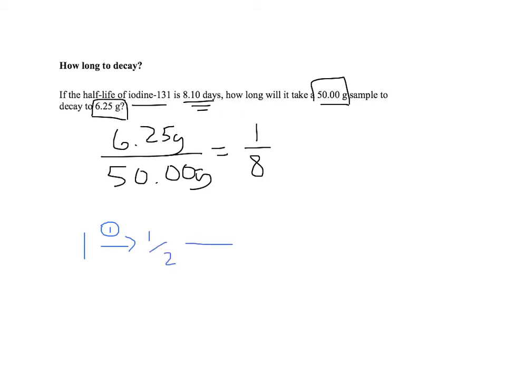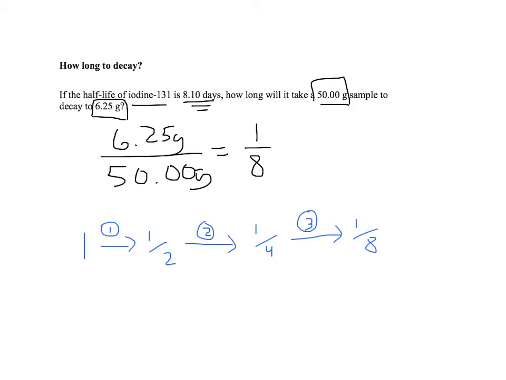Let's do this again. Do a second half-life, and we have 1/4 of the sample remaining. We're not quite to the 1/8 yet, so we have to do one more half-life. And finally, on our third half-life, we end up with 1/8 of the sample remaining.